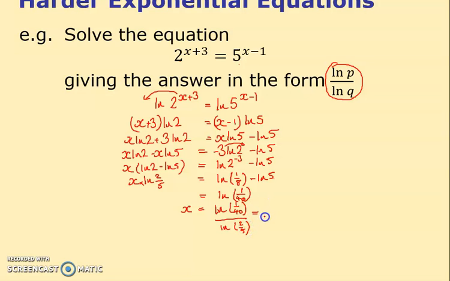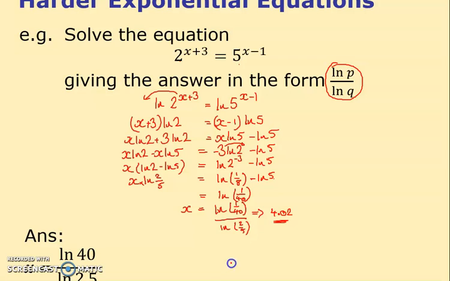And if I do that, it doesn't look very nice, but it might be the right answer. So it's the ln of 1 divided by 40, divided by the ln, and obviously I'm using the ln button, of 2/5, and I get 4.02. So just as a guide, that's 4.02ish.